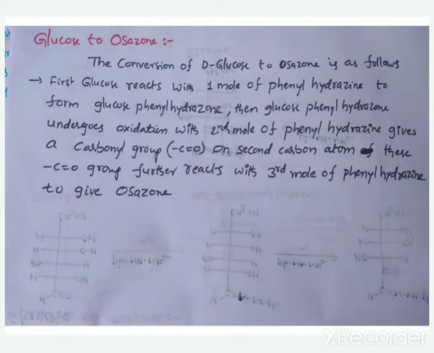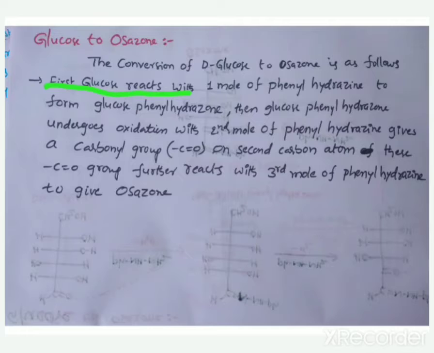Now we prepare osazone from glucose. This is the procedure to prepare osazone from glucose, students. The conversion of D-glucose to osazone is as follows.